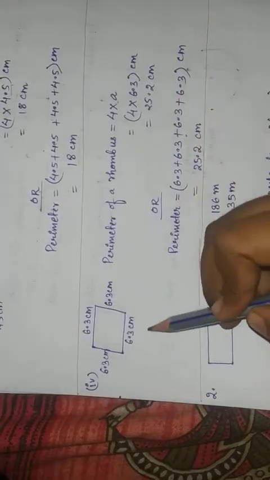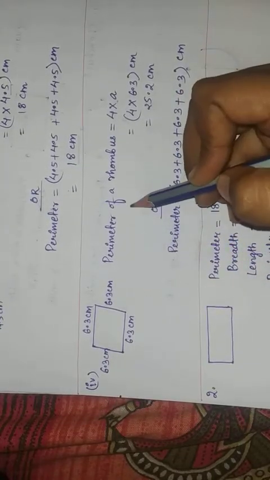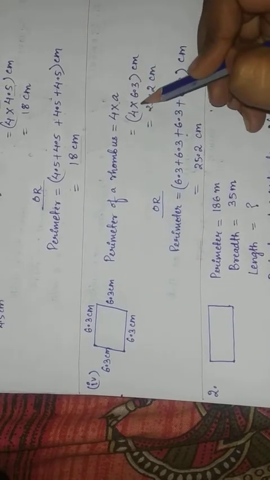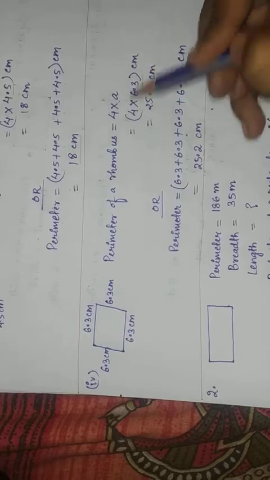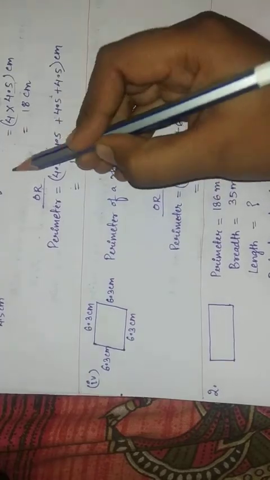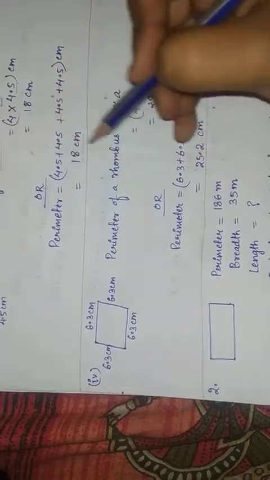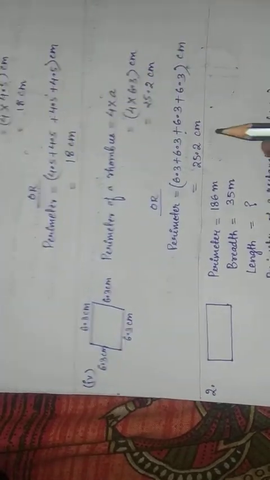Then the perimeter of rhombus. What is the perimeter of rhombus? The perimeter of rhombus is 4 into A. That means 4 into the side. The perimeter of rhombus is equal to the perimeter of square. The formula of square and rhombus are equal.